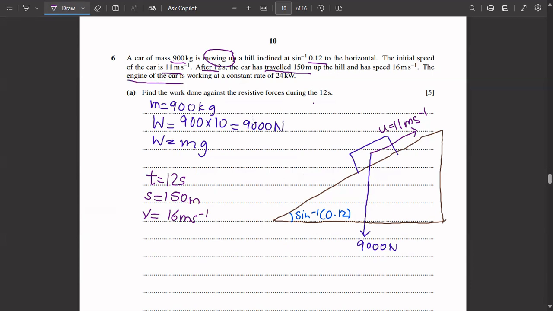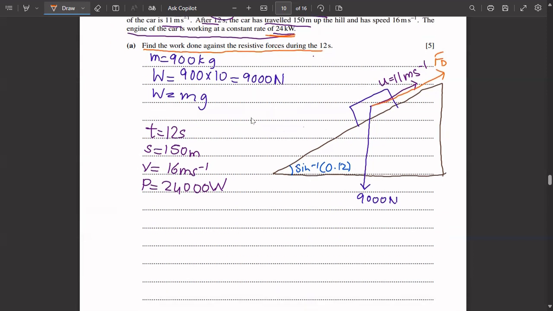The engine of the car is working at a constant rate of 24 kilowatt. Okay, so the power is 24,000 watt. Now what you need to understand is that because the engine is doing work, the engine will be exerting a force, right? Because there is some power exerted by the engine, hence there will be some force, and we will call that force FD, which is the driving force. Now we have to find the work done against the resistive forces during the 12 seconds.